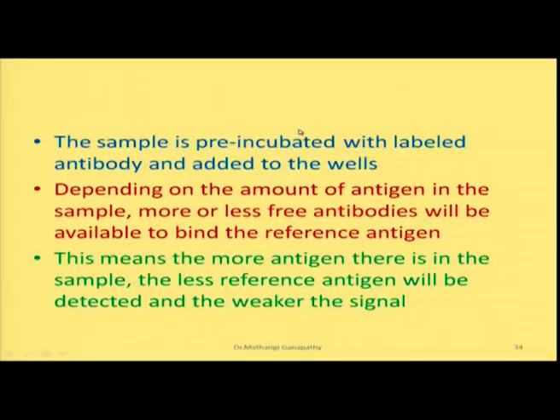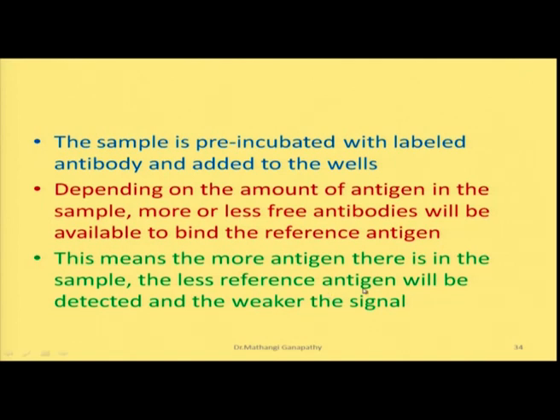The reference antigen is pre-coated on the multiwell plate. Then the sample is pre-incubated with labeled antibody and added to the wells. Depending upon the amount of the antigen in the sample, more or fewer free antibodies will be available to bind to the reference antigen. So, it is concentration dependent. Depending upon the amount of the antigen available and free antibodies available, you will have the binding to the reference antigen. So, the more antigen there is in the sample, the less reference antigen will be detected. So, the signal will be weak.